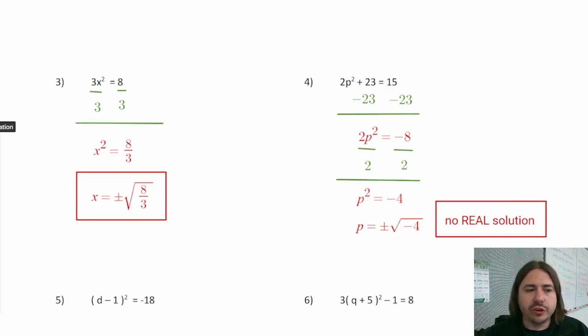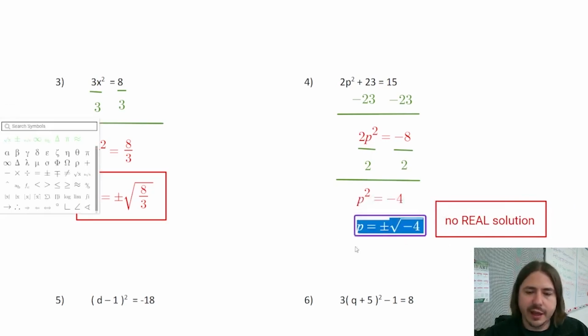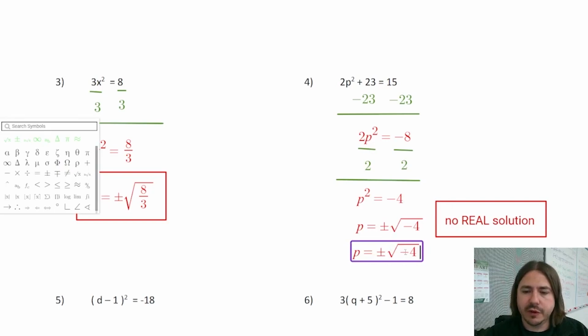However, what we could do is rewrite this as equals plus or minus the square root of 4 times -1, because -1 times 4 is -4. And then we could take the square root of these individual factors here. The square root of 4 is 2.